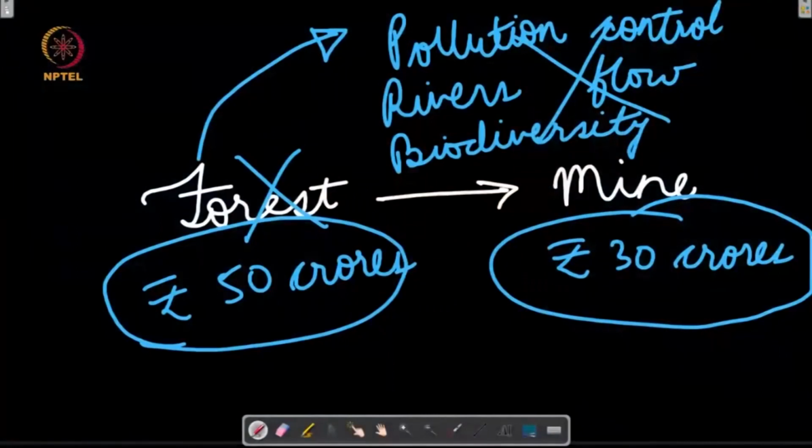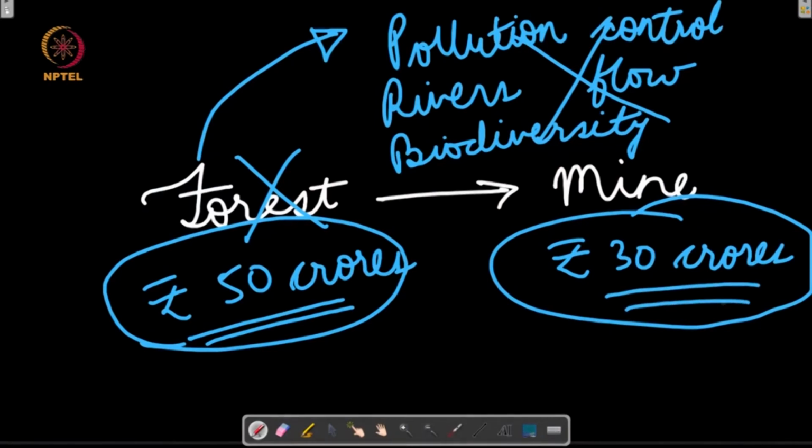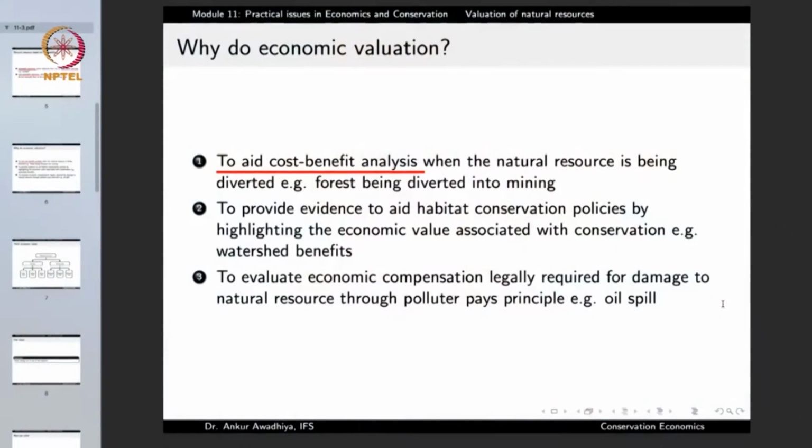So we need to make these computations about what is the worth of the forest and what is the worth of this mine. And only then will we be able to make a correct decision. So economic valuation is important to aid the cost benefit analysis when the natural resource is being diverted, for example a forest being diverted into mining.